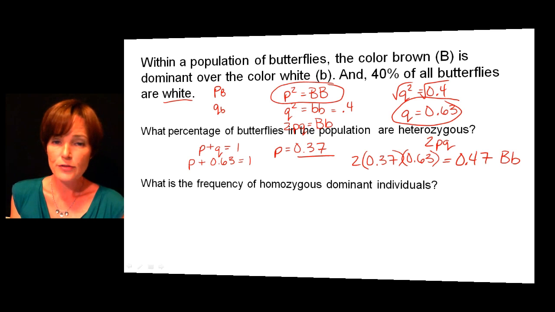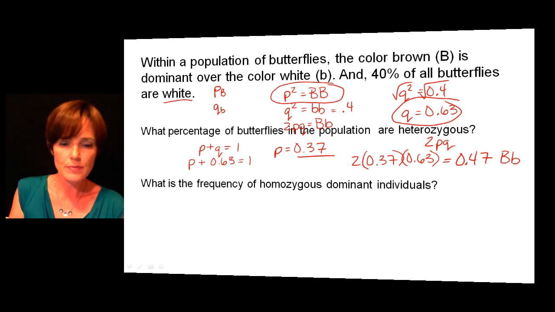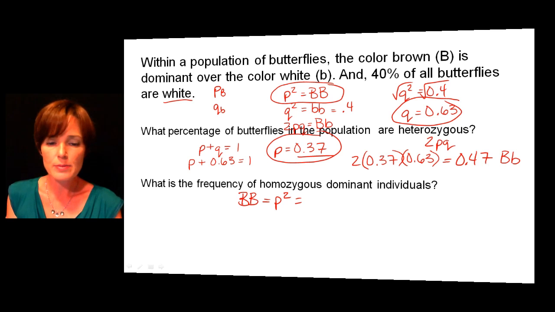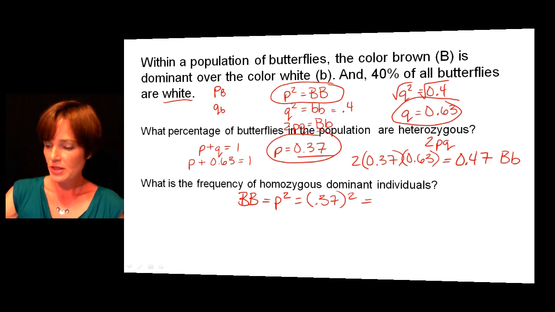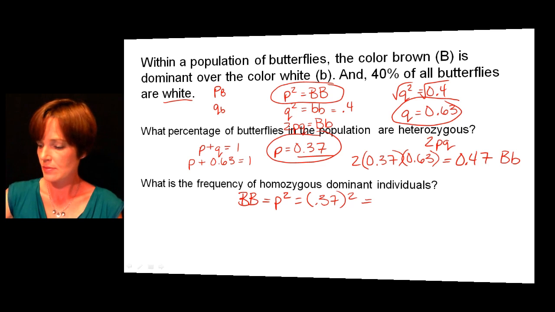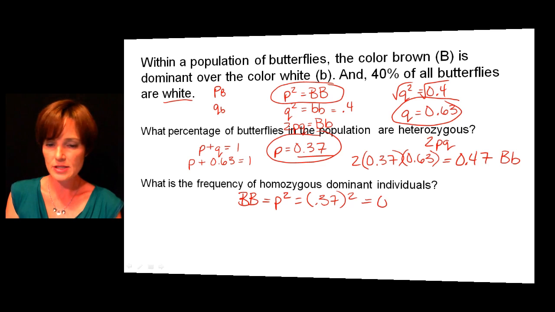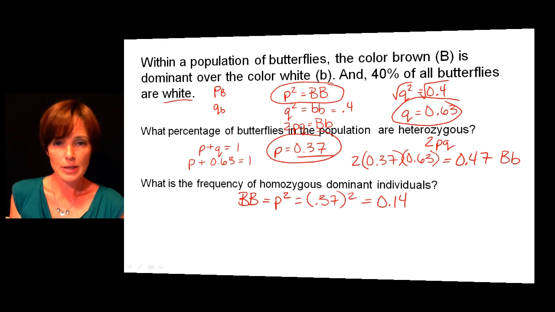The next step is to figure out the frequency of the homozygous dominant individuals. Well, the homozygous dominant would be our capital B, capital B. And keep in mind that capital B, capital B is going to be represented by P squared. Since we already know what P is, this is a simple one to work out because all we have to do is take 0.37 and square it. Go ahead and figure out what that is. And now we're just going to round that. So we're going to come up with 0.14. That will be our frequency of capital B, capital B.